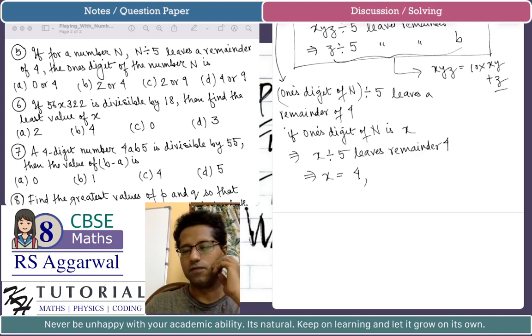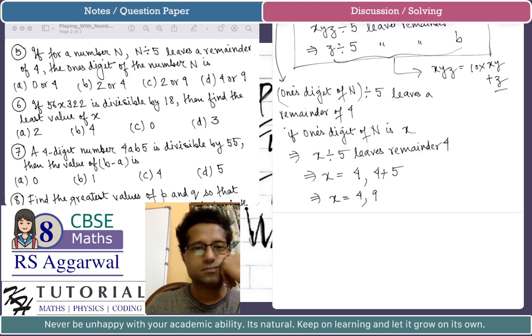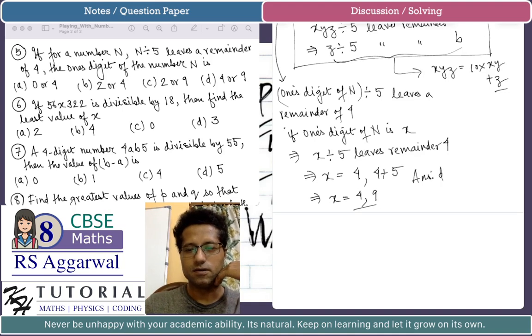What will it be? It will be just 4 plus 5. So the possible values of x, which is basically the ones digit of the number n, are 4 and 9. So the ones digit of the number n is 4 or 9. So the correct choice is D. D is the correct choice.